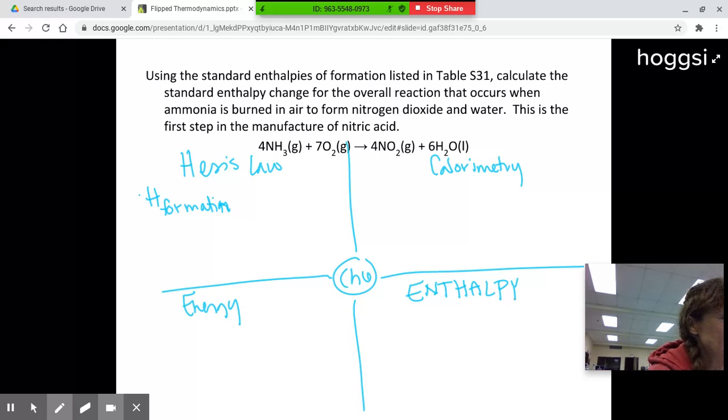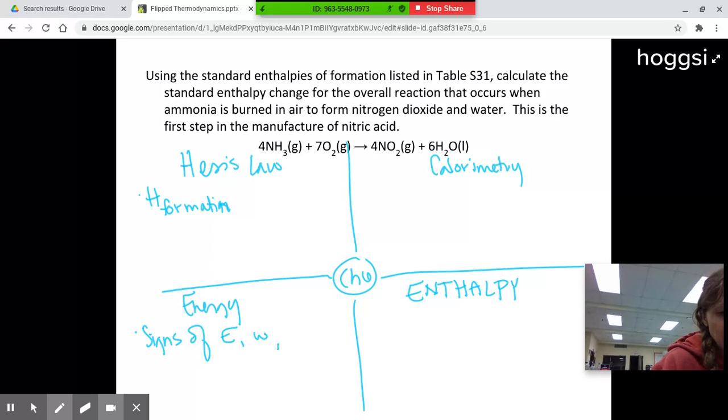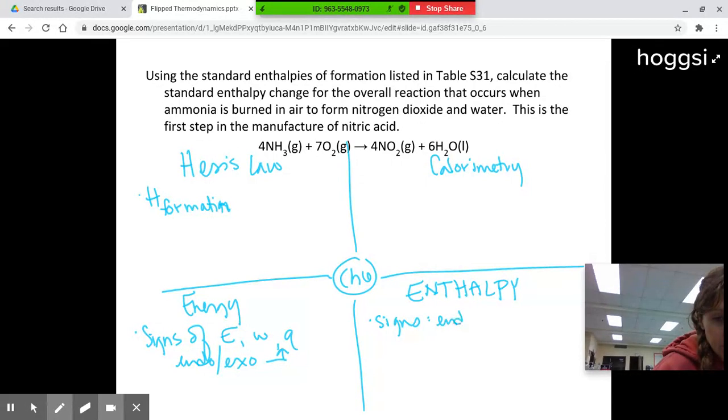Okay, so endothermic, exothermic. We started talking about those when we started talking about the signs. So you could have a category under here of signs of E, W, and Q, and endothermic, exothermic could go there. Or you could put endothermic, exothermic here. I think they would fit either way.